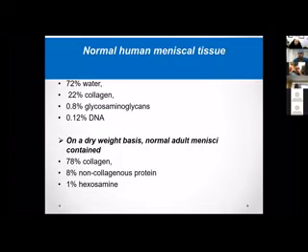About the composition, mostly it is comprised of water, 72%, and 22% collagen, 0.8% glycosaminoglycan, DNA. When it is dried, mostly it is collagen, then non-collagenous protein, and then 1% that has amine.